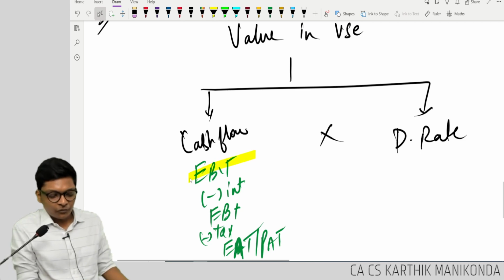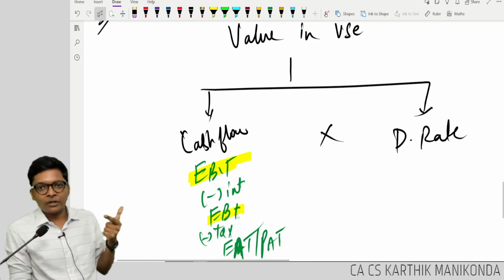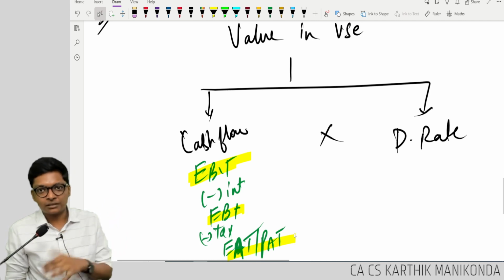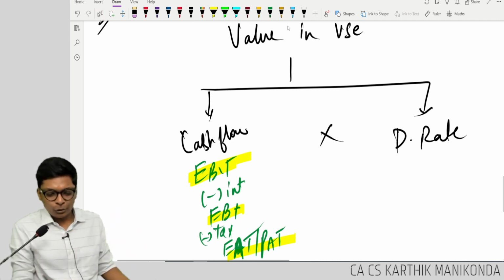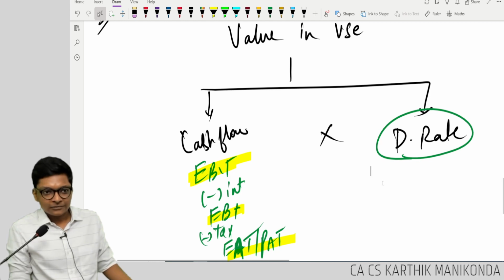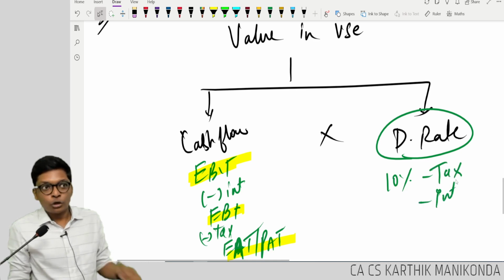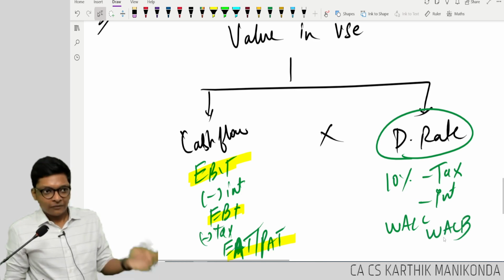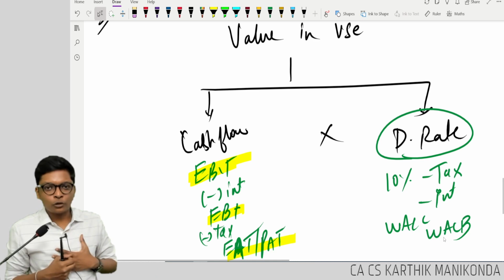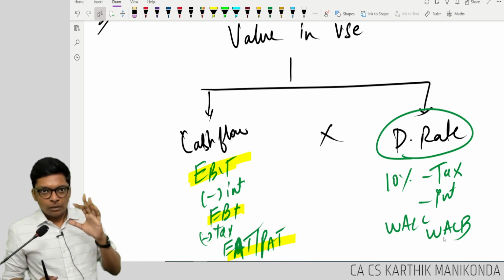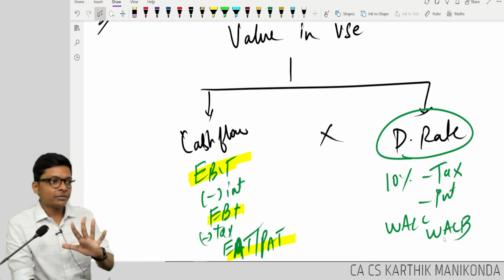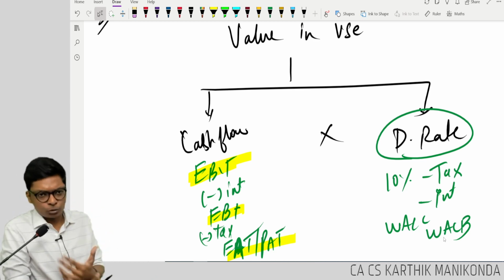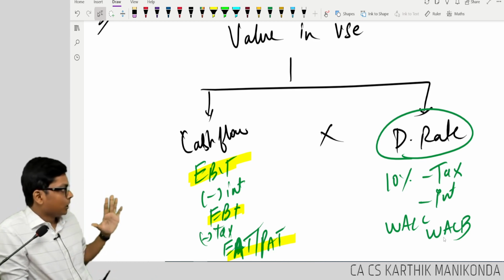3 options: earnings before interest and tax, profit before tax, or profit after tax for cash flow. Correspondingly here also, discount rate, should I take the normal rate of 10% or should I do rate minus tax minus interest? Do you know in FM we have weighted average cost of capital, weighted average cost of borrowing? Which rate to take? See, so far the questions you have done, they gave 10%. But we have in theory no sums. In final, I'll give you sums for you to practice. Today itself I'll show you from the final book. But now, which rate to take?